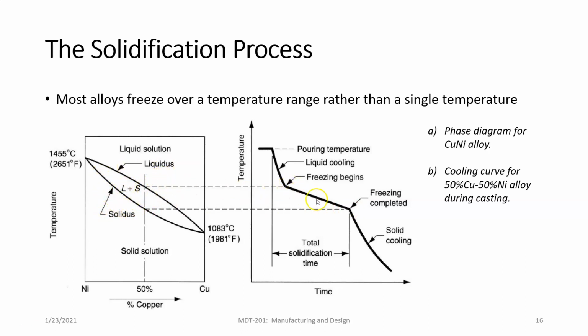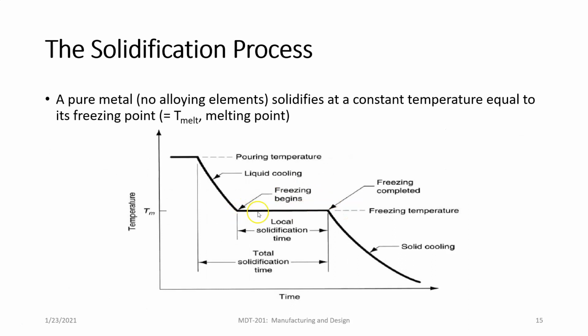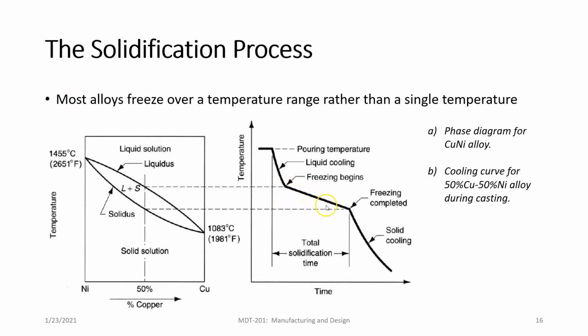Basically, this area right here is where we have some chunks of solid in the liquid. All right, so it's not as uniform as this, where with a pure metal, it's just going to all start to solidify. Here, we have chunks solidifying in the liquid. And that's what this over here shows.